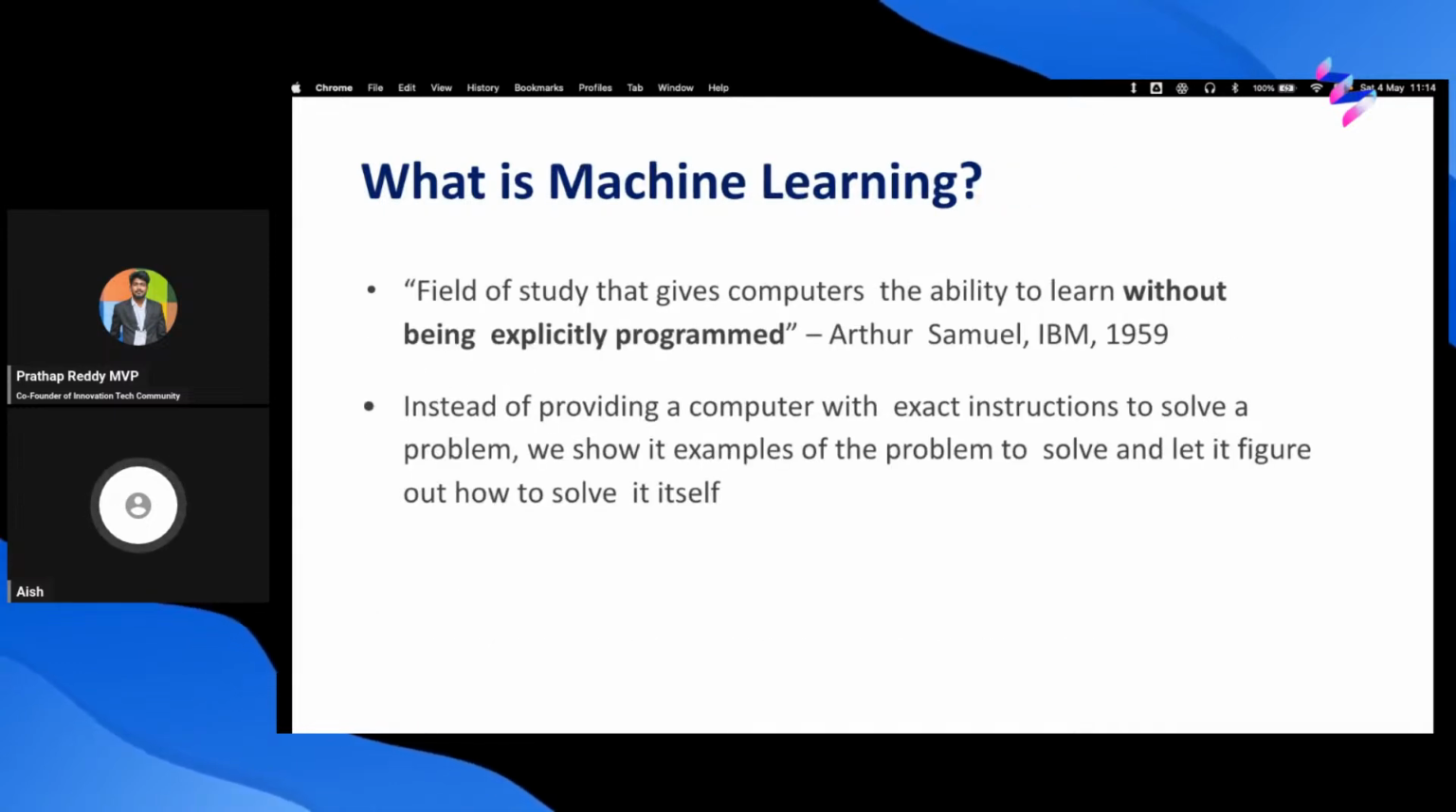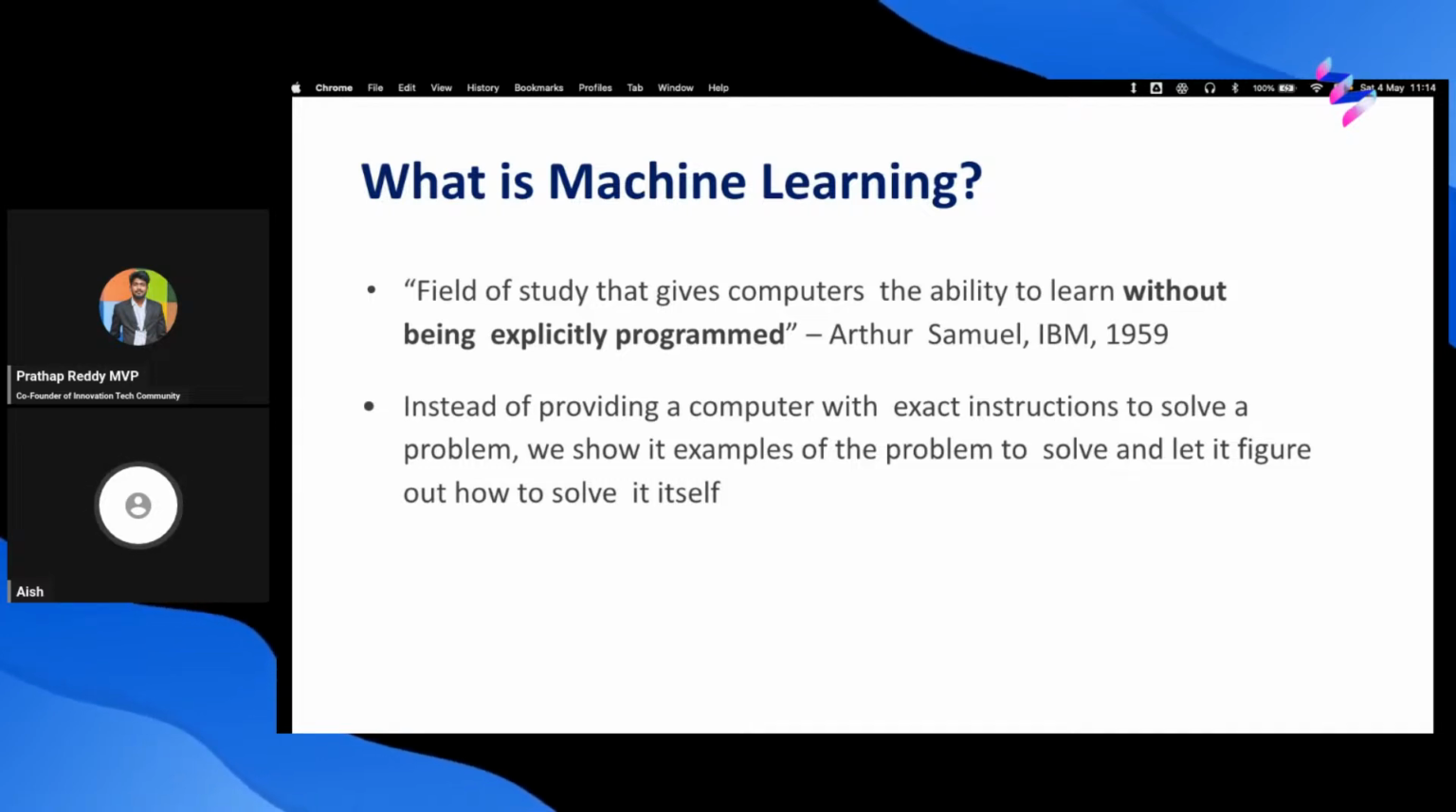Let us first start with what exactly machine learning is. Arthur Samuel from IBM defined it as the field of study that gives computers the ability to learn without being explicitly programmed. If you have learned a bit of programming, you will find that for everything you need to write if-else conditions and loops. You need to tell the computer how to calculate things.